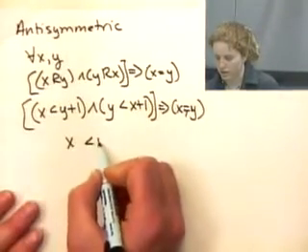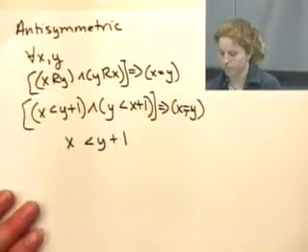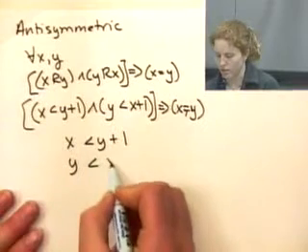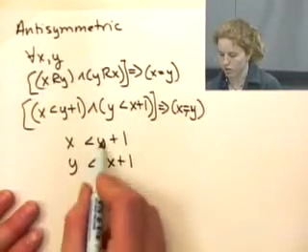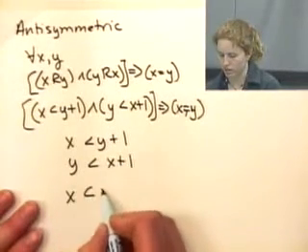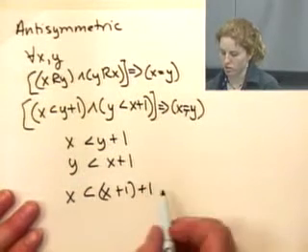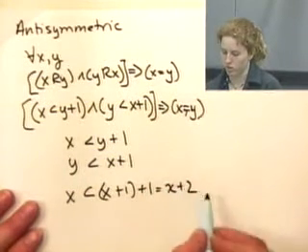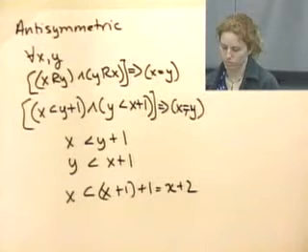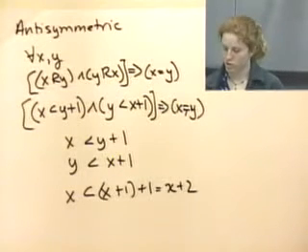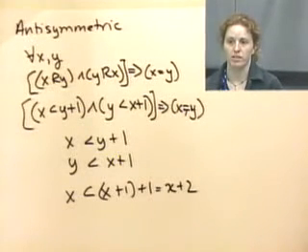So we know x is less than y plus 1, and y is less than x plus 1. So let's plug this one into that one. We get x is less than x plus 1, which is x plus 2. So what we have to do is find out, are there any x's and y's that can fit in here that aren't equal?